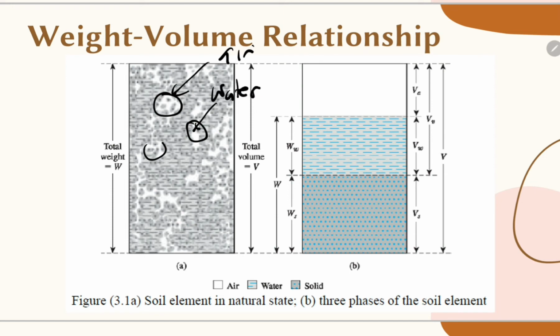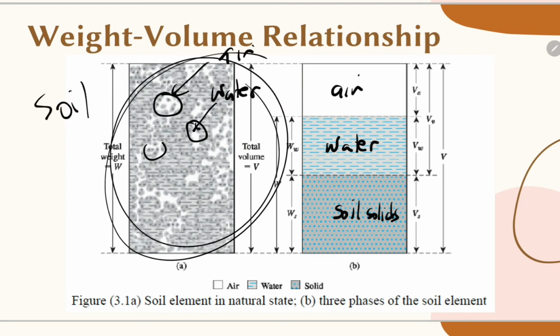But if you try to compartmentalize them, we can divide them into three layers or three segments, which are, of course, on top is the air, and then the water, and then the soil solids. Of course, this is the soil itself, but it is a three-phase element. So it contains, ayun nga, air, water, and soil solids.